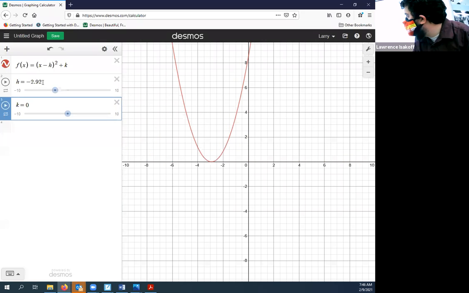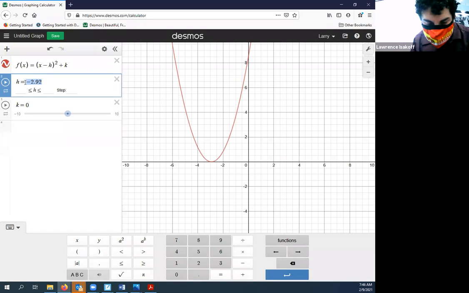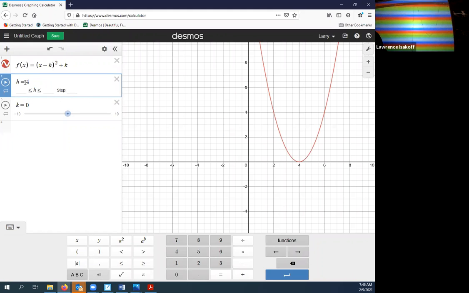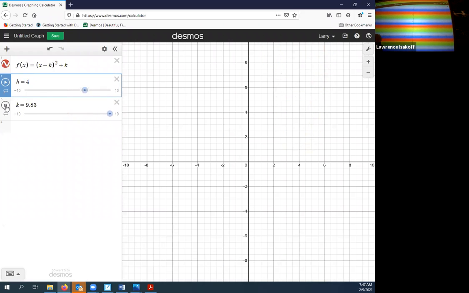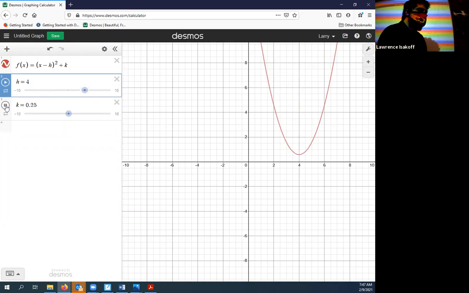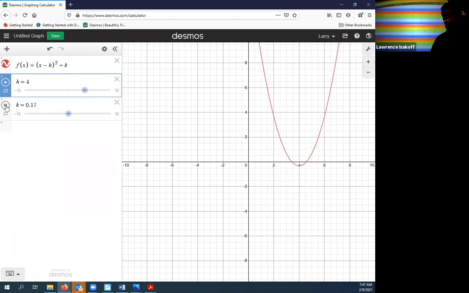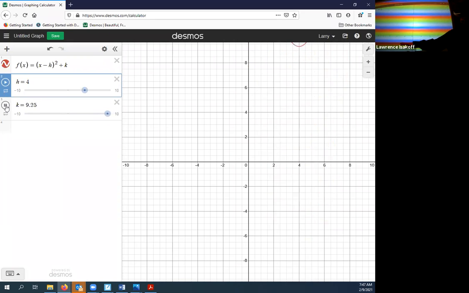So let's pause that. Yeah, like I can bring that to 4. If this said x minus 4, we notice it goes to the right. And when I hit play on K, we see it just moves this graph up and down. So those are our vertical and horizontal shifts.